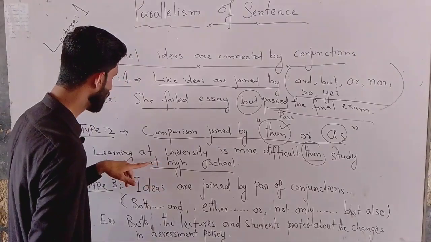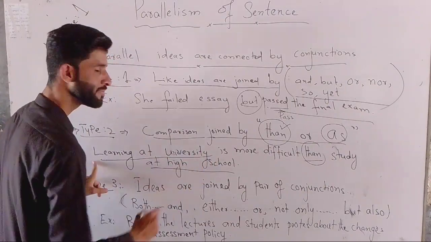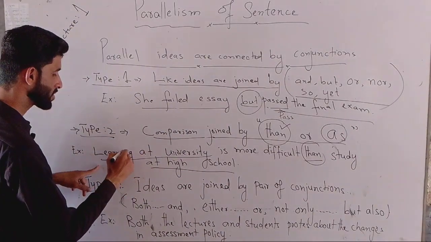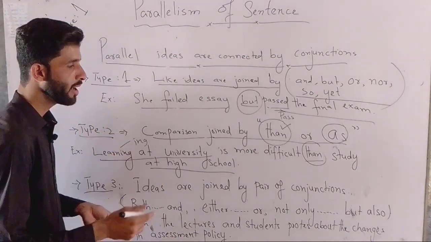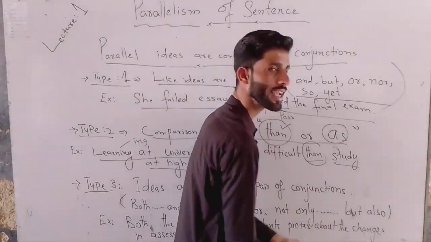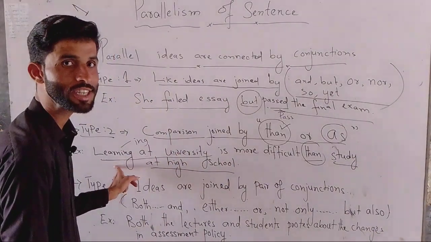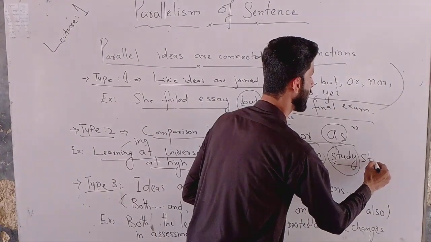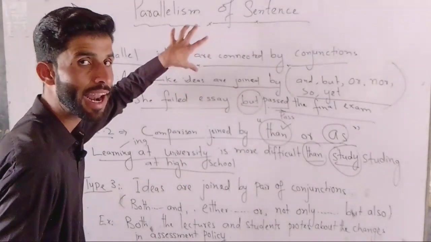So let's see. The first item is learning at university. Learning at university is an item that starts with the ing form. Which form? Ing means gerund form. More difficult than study. That is in the present form, not in ing form, not in gerund form. So we have to remove this and we have to write studying.